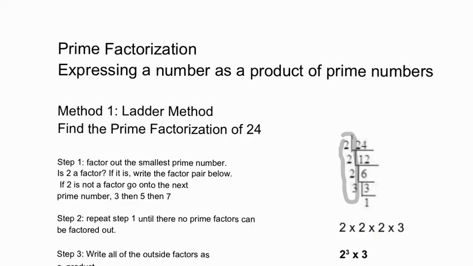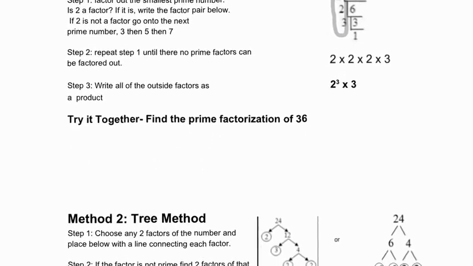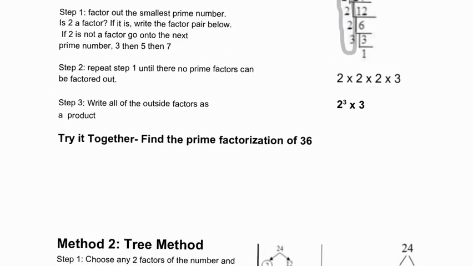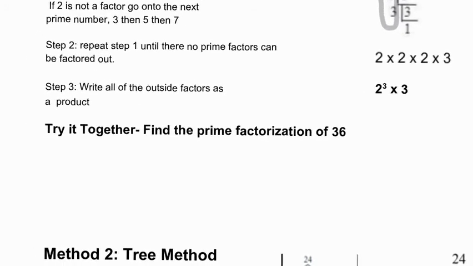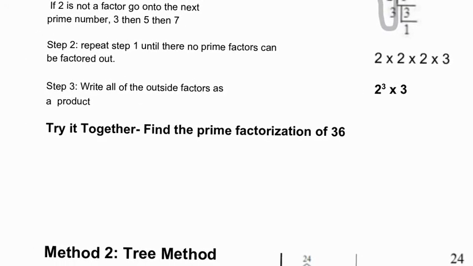Let's try one together. We are going to find the prime factorization of 36. So I'm going to write 36 down. Okay. And I'm going to start with my smallest prime number. Is 2 a factor of 36? And the answer is yes. In this case, unlike the GCF and LCM, you have to start with the lowest prime number. So I'm factoring out a 2, and we have 2 times 18.